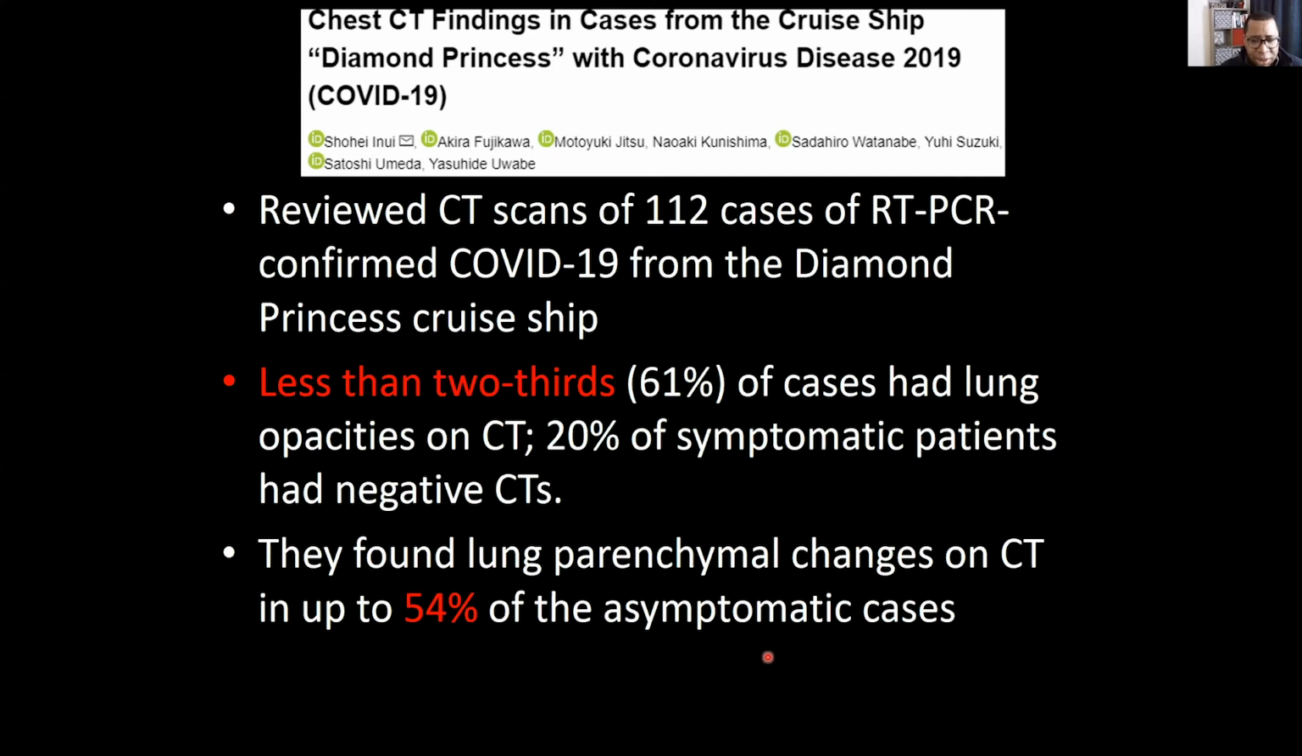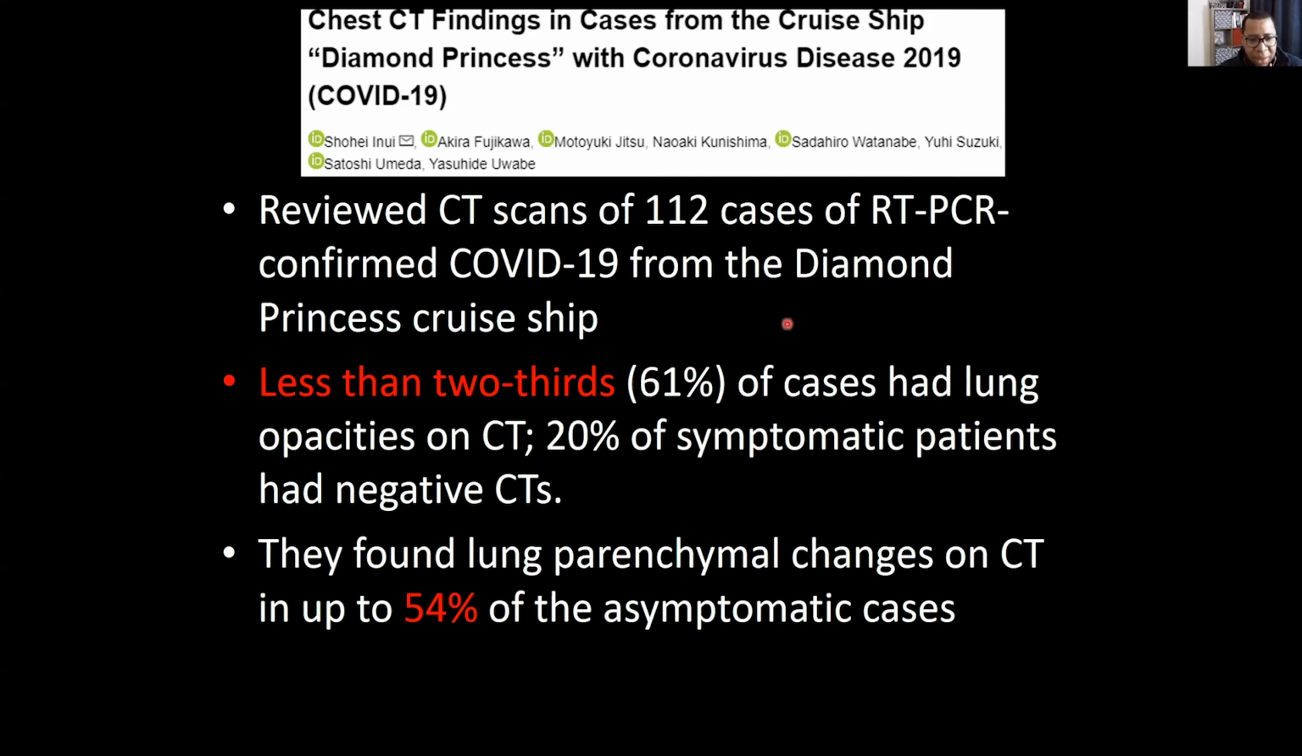So things started to change a bit as more studies were done. This is a study from a cruise ship. You might have remembered there were a lot of cases on these cruise ships early on in the course of this pandemic, because people were stuck in these ships for a while actually, and were looking for a place to be let out. So in this case, they reviewed CT scans from 112 cases of PCR confirmed COVID-19 from the Diamond Princess cruise ship.